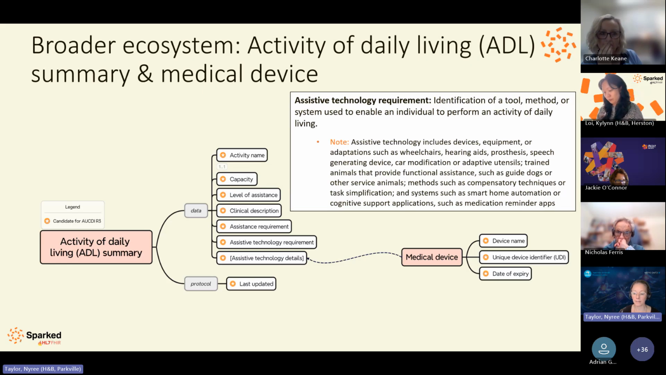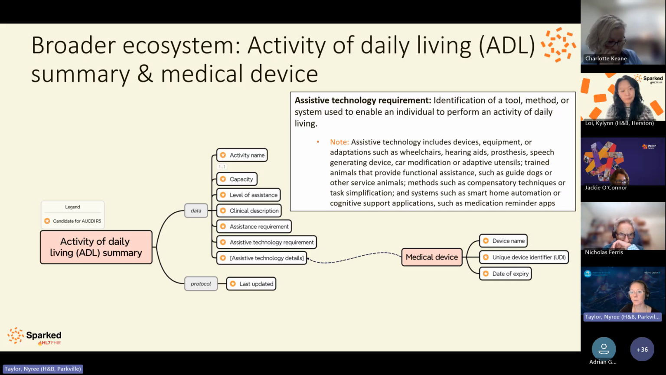So you remember that we started this discussion around talking about the implanted medical device summary that has a slot for the ability to put the medical device in that slot. And you can see on this screen, we're talking about assistive technology requirement, and now that we've got the medical device with the device name, the UDI and the date of expiry, we can actually slot medical device into the assistive technology details.